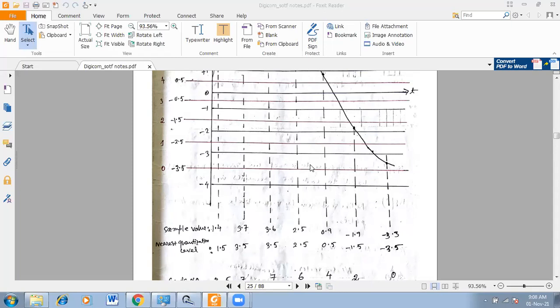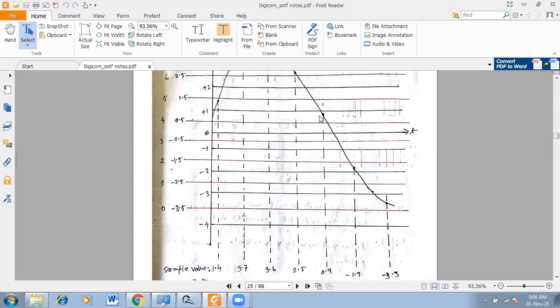Now come to the next sample value. This point is very close to +1, so it could be 0.9. Now see this value. This point is, see here, very close to -2, isn't it? This line is -2.